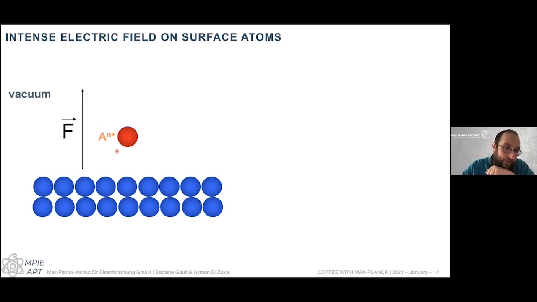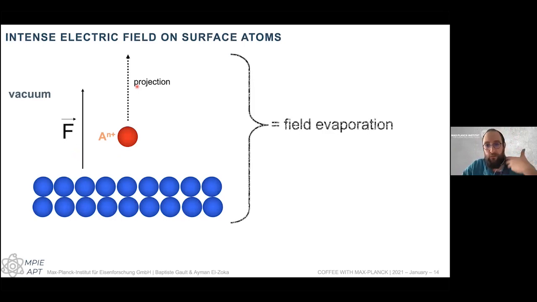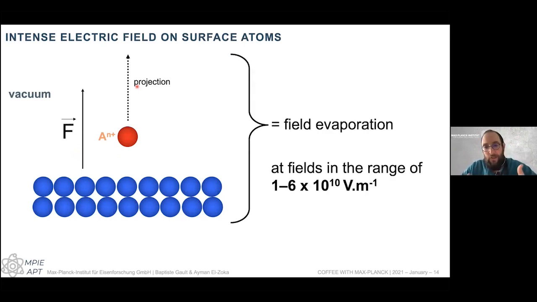When you have an ion inside of an electrostatic field, the electrostatic field will contribute to accelerating this ion, and it will project it away from the surface. For this to happen, this process that we call field evaporation, we need fields that are in the range of 10 billion volts per meter, so 1 to 6 times 10^10 volts per meter, which is enormous.